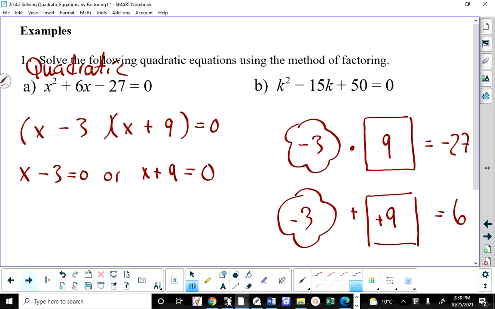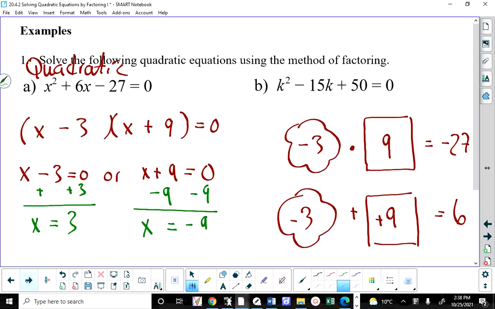Some number minus 3 equals 0. Well, the number's 3. You add 3 to both sides. And you don't have to do this. Some of you might need to see this to understand the answer is 3. We could subtract 9 from both sides. Again, I don't think most people have to do this, but some of you might need to see it. So the two solutions are 3 and negative 9.